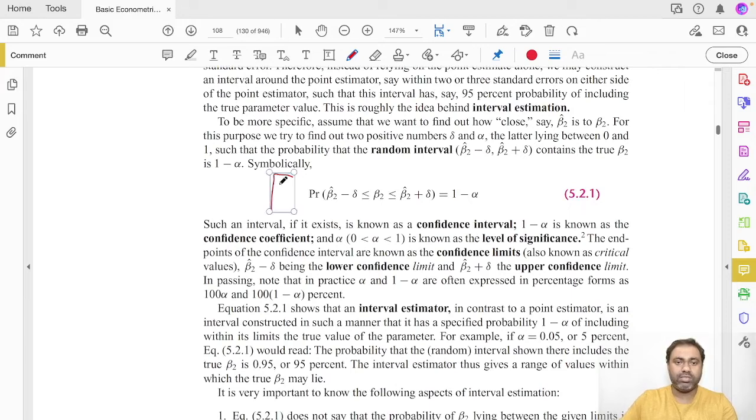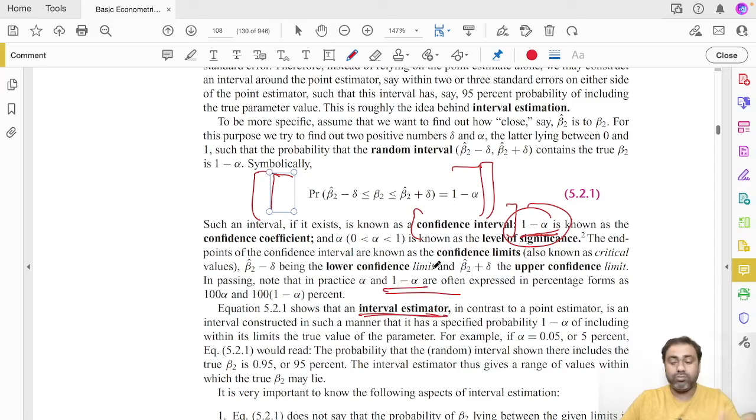Hopefully the things we have discussed now might be useful. So this confidence interval 1 minus alpha, and what is this alpha, beta? You must understand this.